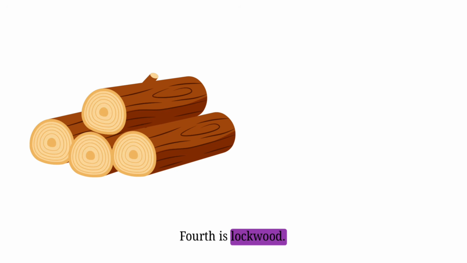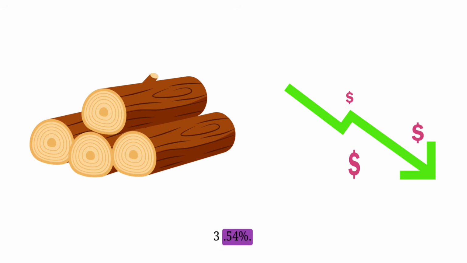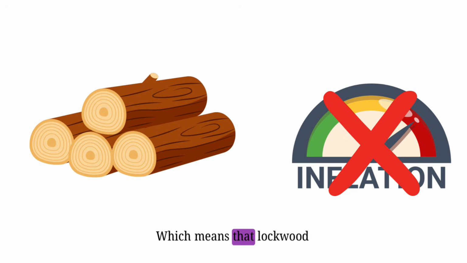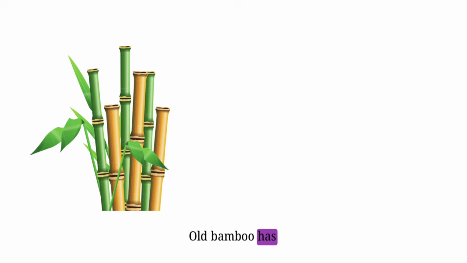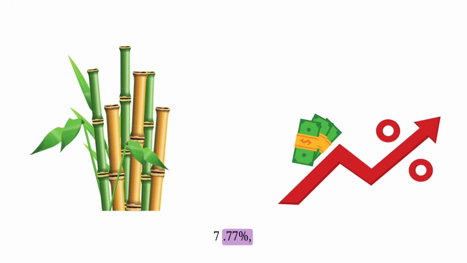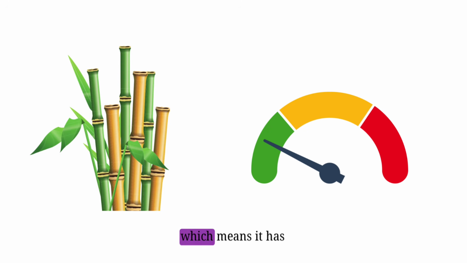Fourth is logwood. Logwood has a price decrease of 3.54%, which means that logwood doesn't experience inflation or price increases. Fifth is old bamboo. Old bamboo has a price increase of 7.77%, which means it has a low and stable inflation rate.